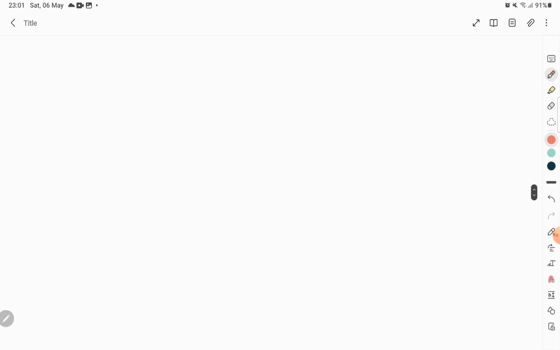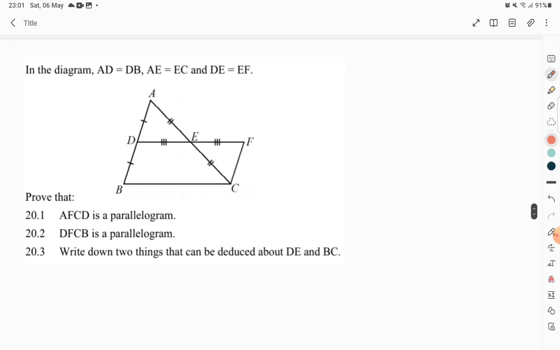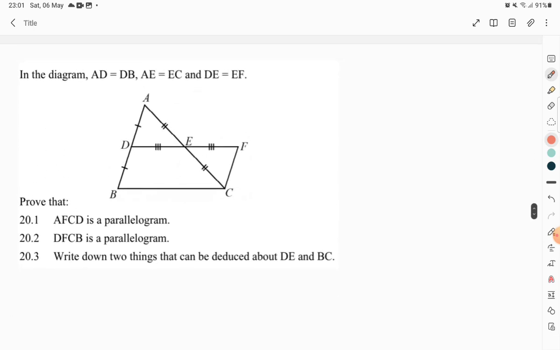So let's check if we have another question. Yeah, that's a nice beautiful question. Let's get into this one. In the diagram, AD is equal to DB, AE is equal to EC, and DE is equal to EF. So we all have that. So prove that AFCD is a parallelogram.